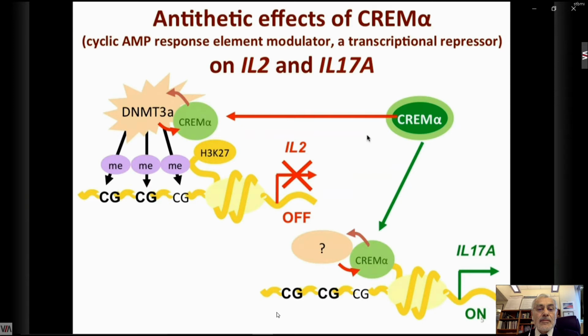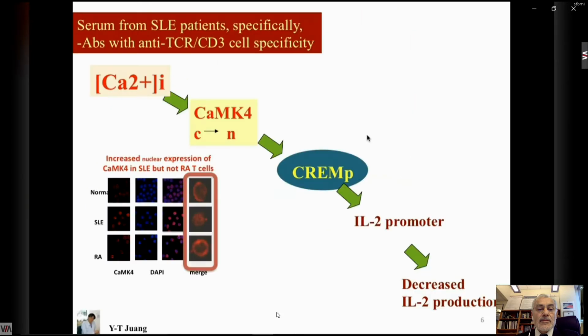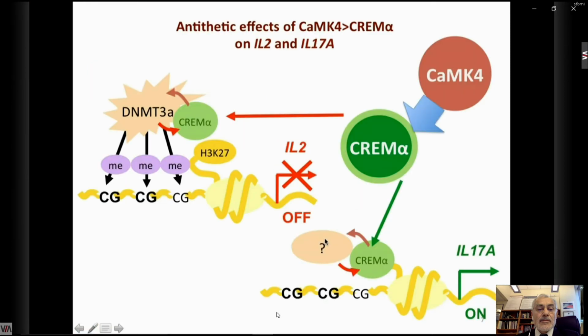Asking why CRAM alpha binds at increased levels in these two loci, we came across the kinase which I mentioned in my first slide, the calcium calmodulin kinase 4. Upon engagement of the T cell receptor, either by antibodies against the T cell receptor or autoantigens, it moves from the cytoplasm to the nucleus, where it binds to the IL-2 promoter and suppresses its production.